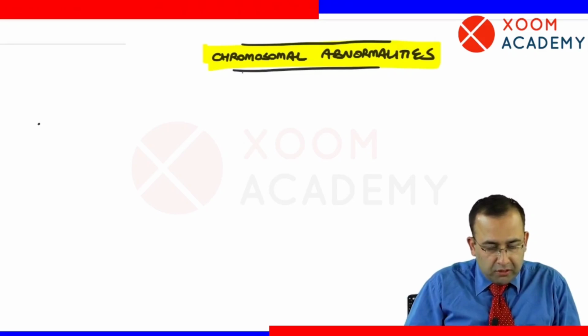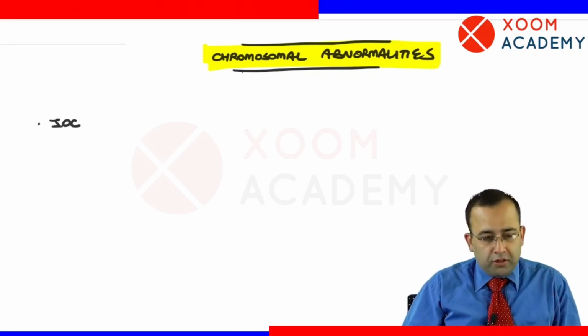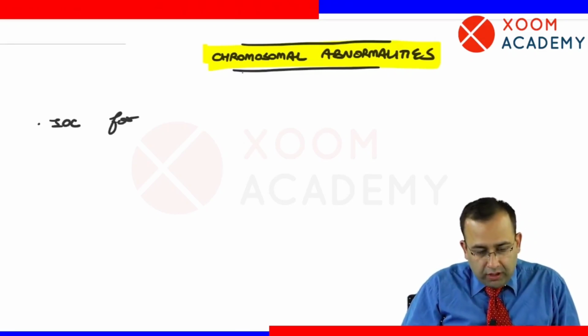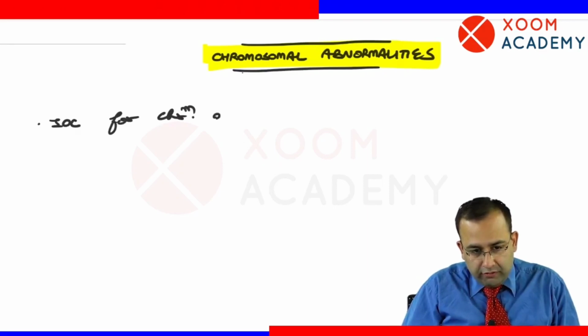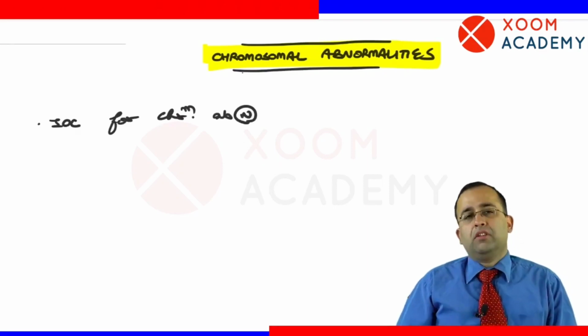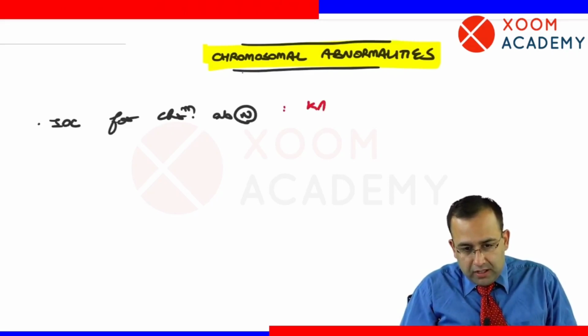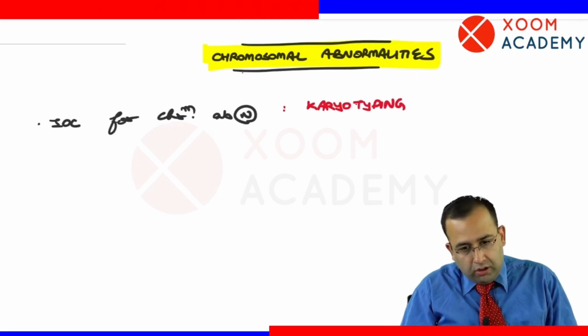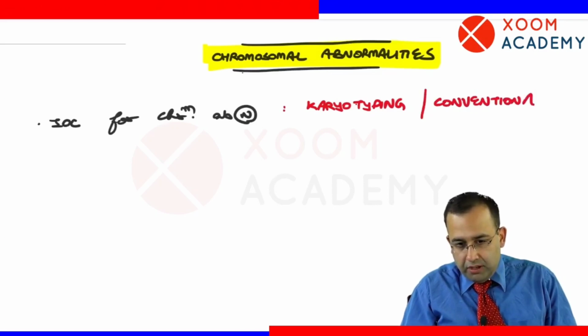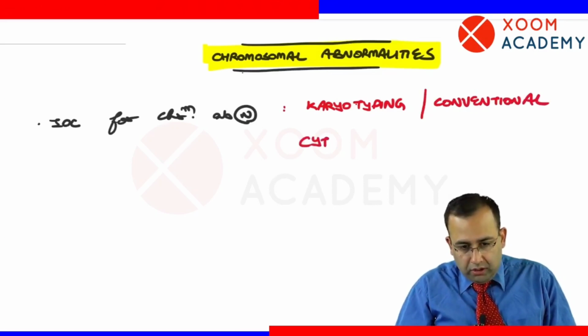सबसे पहले मुझे ये बताओ, what is the investigation of choice, IOC, for chromosomal abnormalities? Investigation of choice for detection of chromosomal abnormalities is karyotyping. Investigation of choice is karyotyping or conventional cytogenetics.